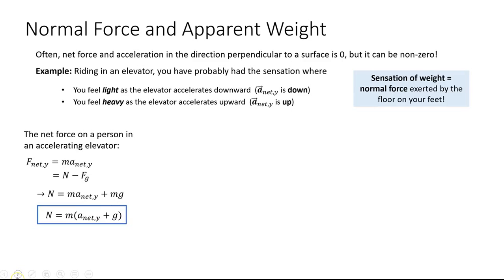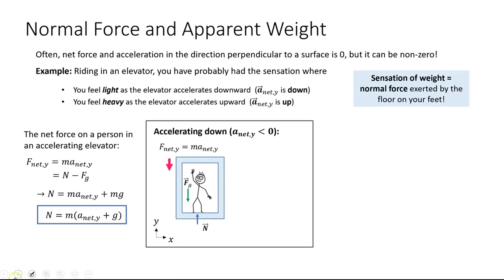Okay, and so then we can go ahead and use this equation. We set N minus Fg equal to your mass times your net acceleration in the y direction, and we can solve for the normal force. And so then we see that the normal force is going to be equal to your mass multiplied by your net acceleration in the y direction plus the acceleration due to gravity. Okay, so let's look at two separate cases here. The first case would be when you're accelerating downwards. So this would be the top case where you feel light in the elevator because it's accelerating downward.